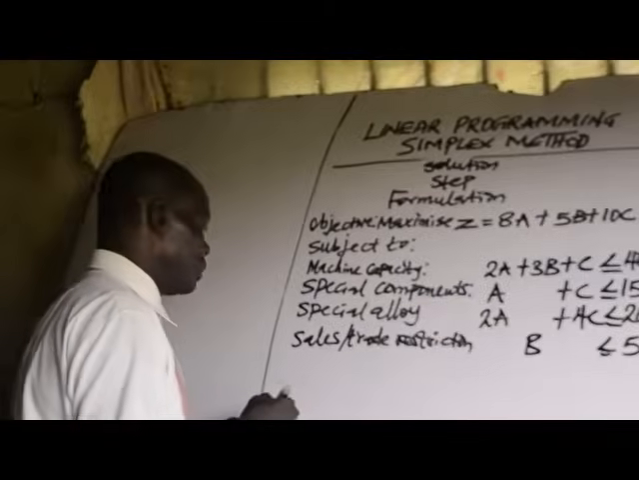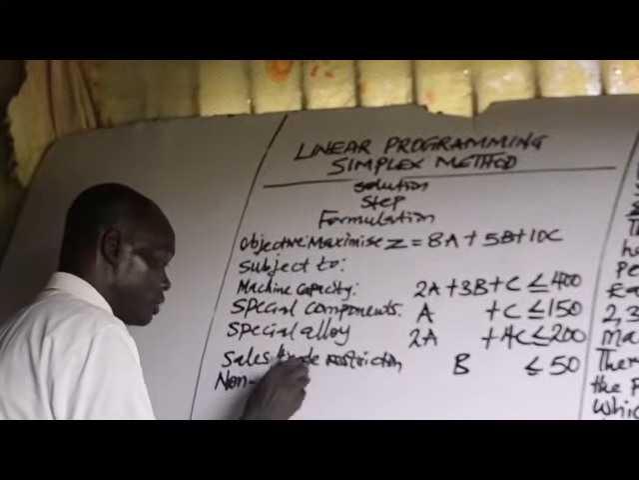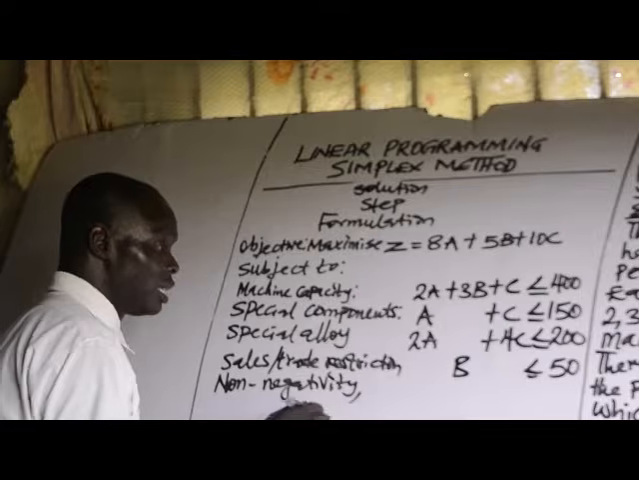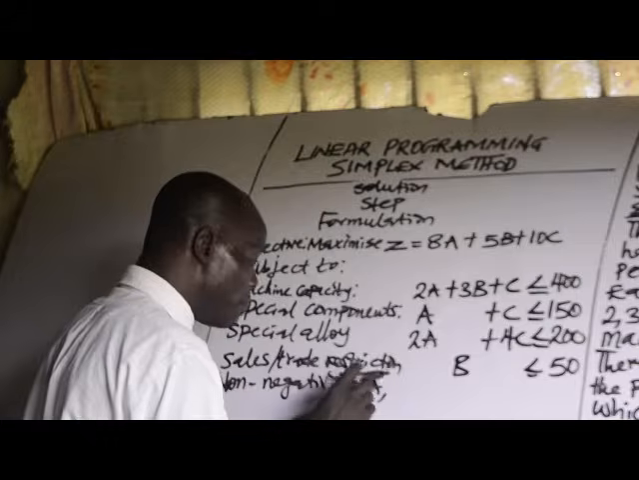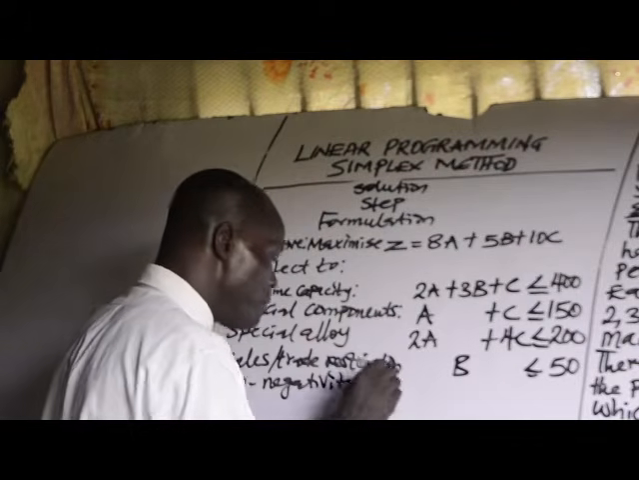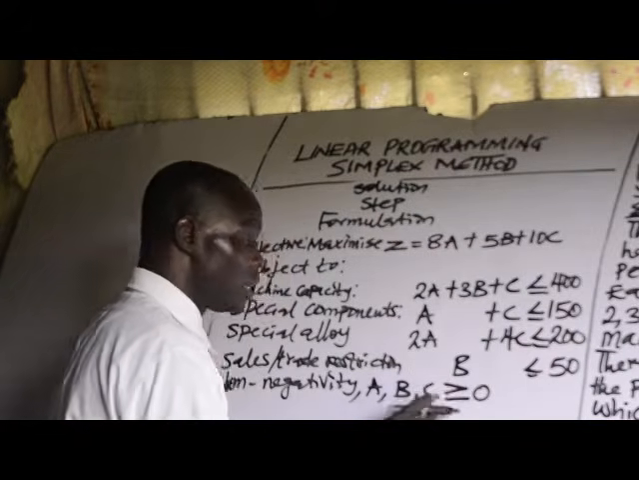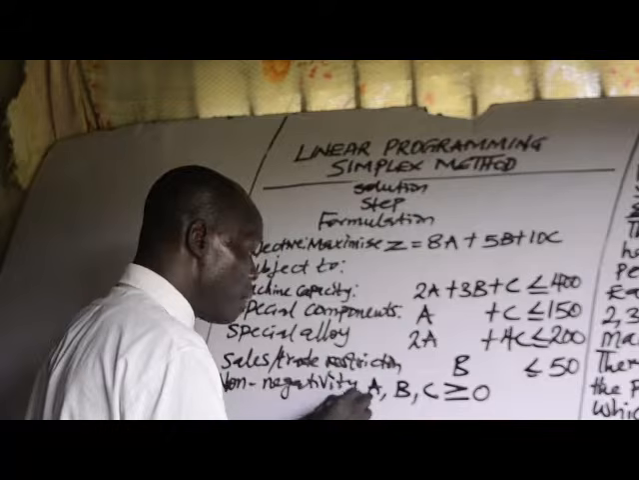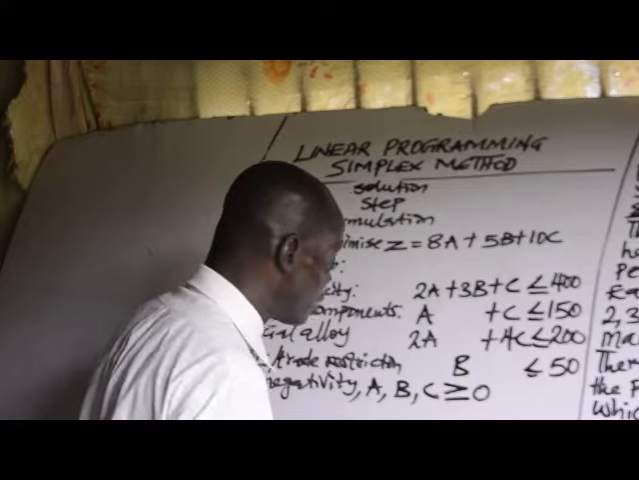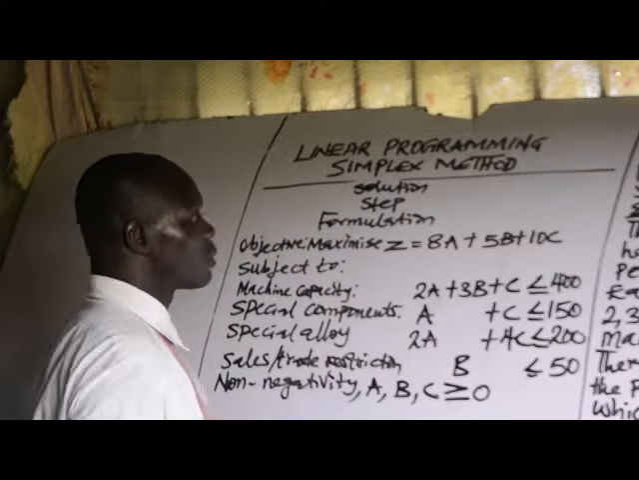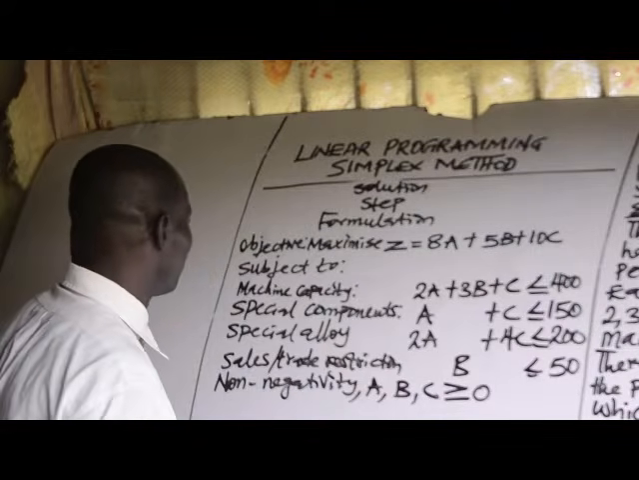Now, this is the formulation. To complete the formulation, the next thing is non-negativity. None of the variables involved must be negative: A, B, and C. For them not to be negative, they must exceed 0 or be exactly equal to 0. A must be greater than or equal to 0, B must be greater than or equal to 0, while C also must be greater than or equal to 0. That is the formulation of the linear programming. So that is step 1.